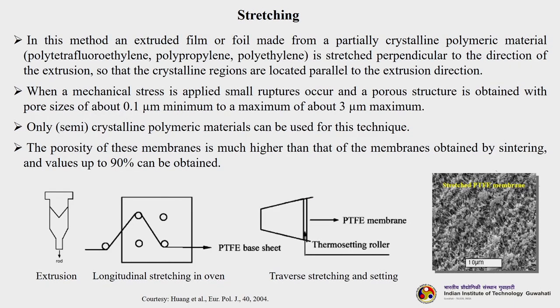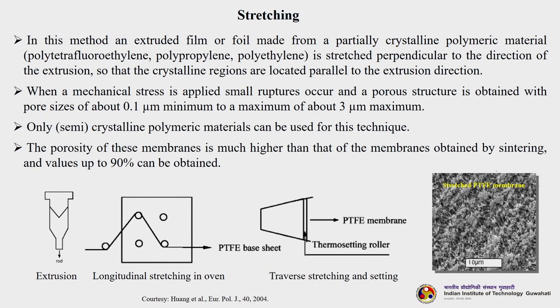So, in this method, an extruded film or foil made from a partial crystalline polymeric material, usually polytetrafluoroethylene PTFE, polypropylene PP or polyethylene, is stretched perpendicular to the direction of the extrusion, so that the crystalline regions are located parallel to the extrusion direction. Basically, there is a film which is casted, okay, and you are supposed to stretch that. So, stretching can be done by various methods, okay. So, you are applying a mechanical stress basically, right. What is the intention? To create cracks or ruptures, okay.